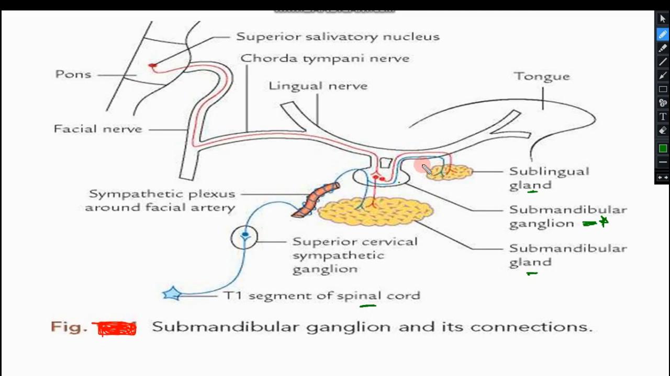And we can see here this submandibular ganglion is suspended by the two roots of the lingual nerve. Here is the one root, which is the anterior root, and here is the posterior root.